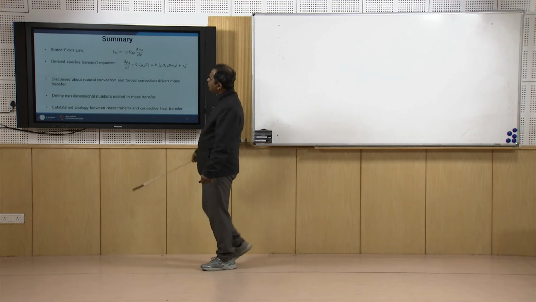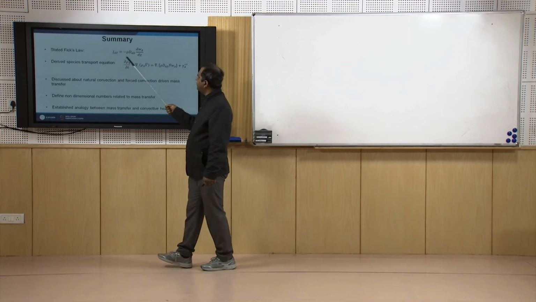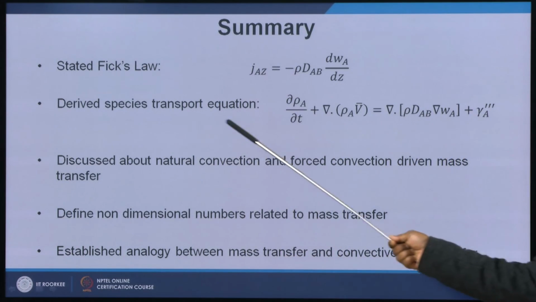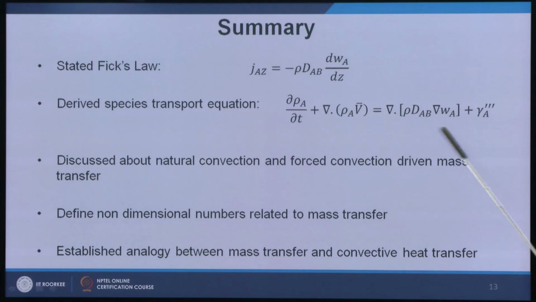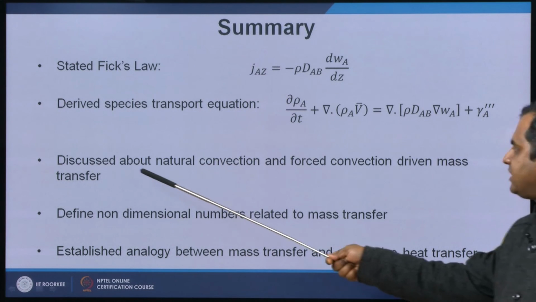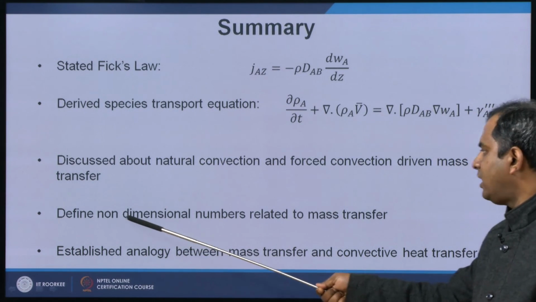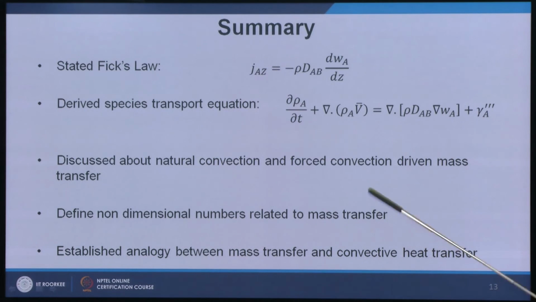Let us summarize now. First, in this lecture we have stated Fick's law, and we have seen how Fick's law comes out in this fashion. Then we showed the transport equation for individual species, where diffusivity is over here, generation is over here, and this is the inertia term for the individual species. Then we discussed natural convection and forced convection driven mass transfer, two separate cases. We have also defined non-dimensional numbers related to mass transfer, and finally established the analogy between mass transfer and convective heat transfer.